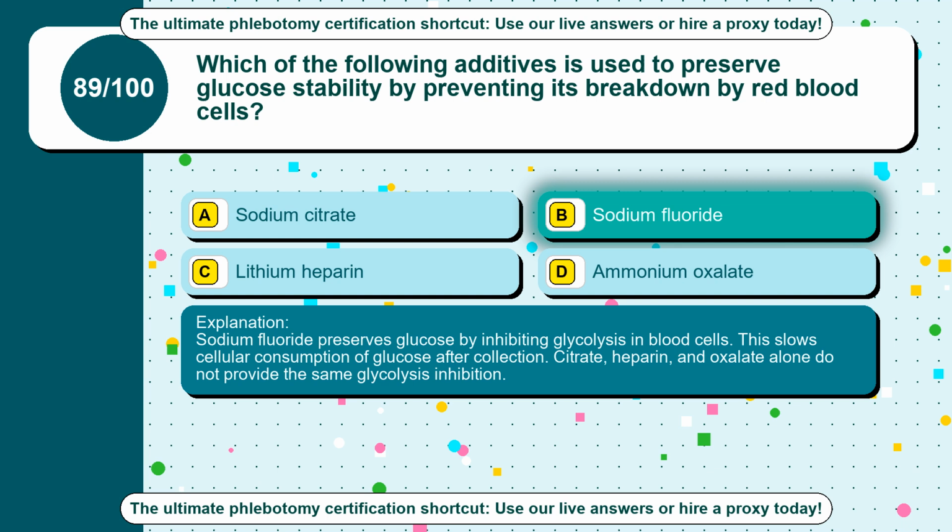Sodium fluoride preserves glucose by inhibiting glycolysis in blood cells. This slows cellular consumption of glucose after collection. Citrate, heparin, and oxalate alone do not provide the same glycolysis inhibition.